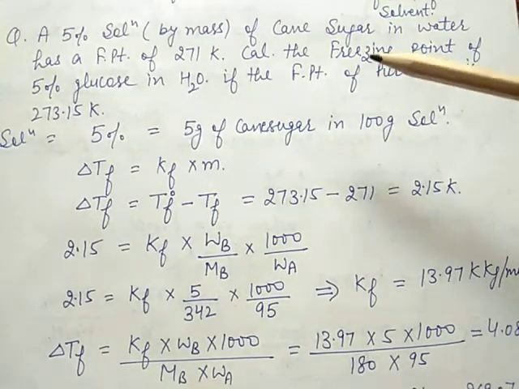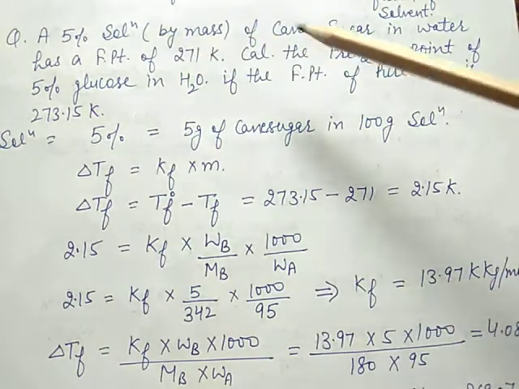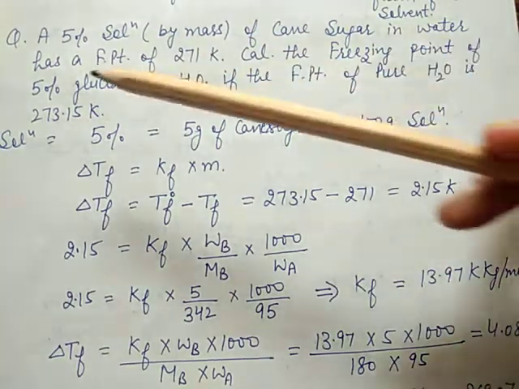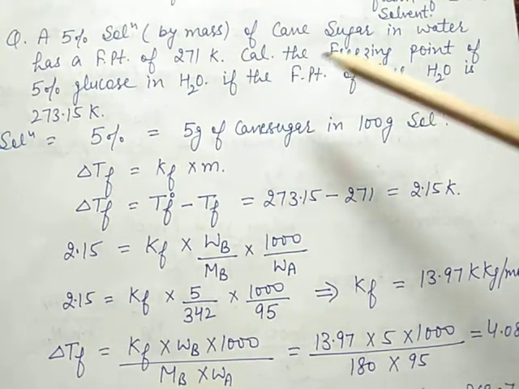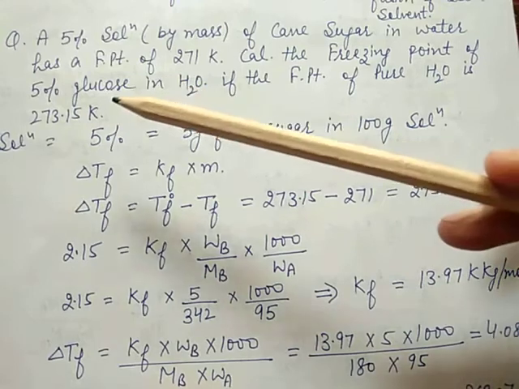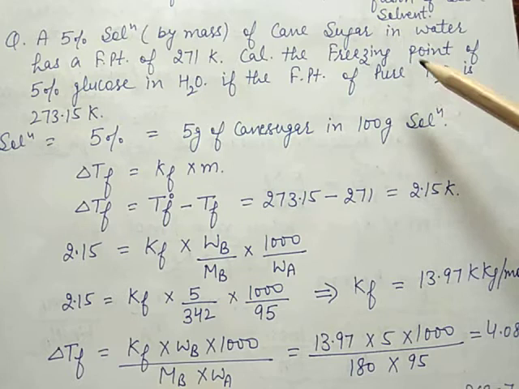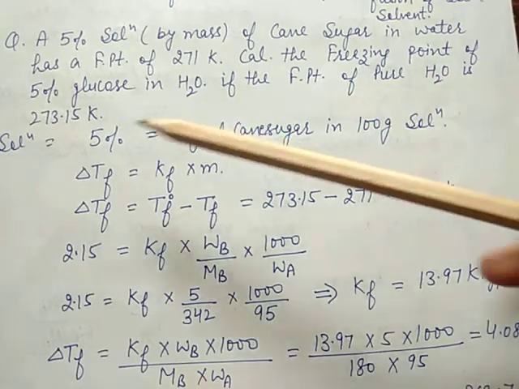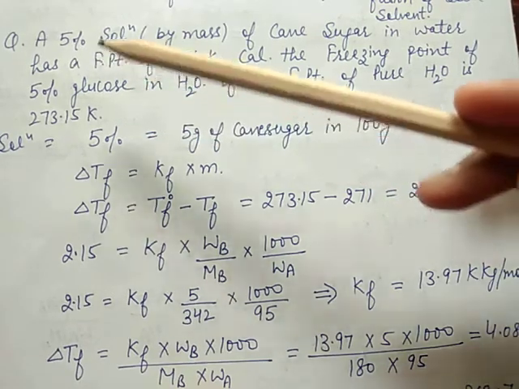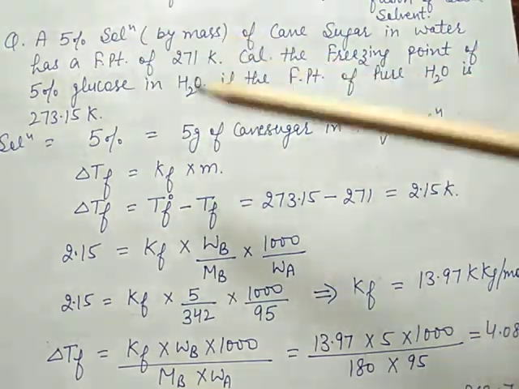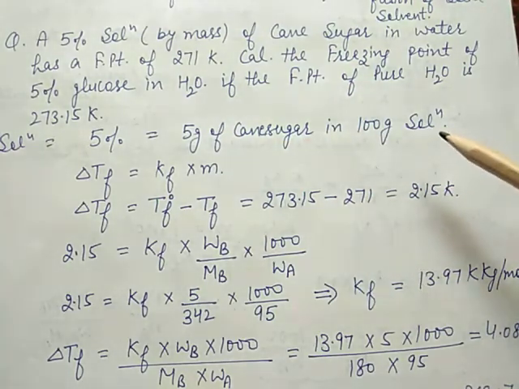Now take one numerical problem. A 5% solution by mass of cane sugar in water has a freezing point of 271 Kelvin. Calculate the freezing point of 5% glucose in water if the freezing point of pure water is 273.15 Kelvin. It means 5% solution by mass means 5 gram of cane sugar present in 100 gram solution.